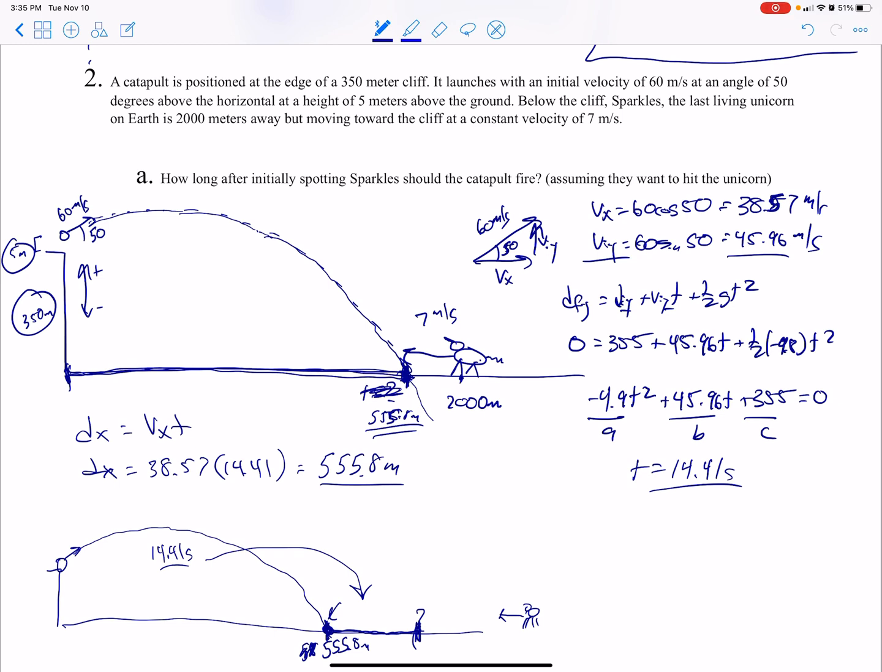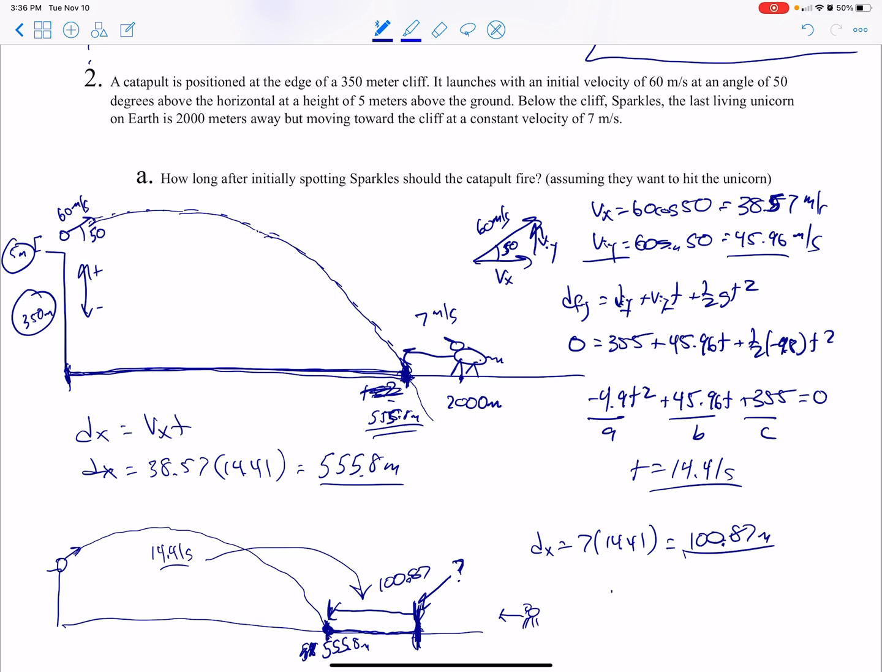Well, the unicorn's going at 7 meters per second. So dx equals 7 times 14.41. So 7 times 14.41, 100.87. Okay, what this means is that the unicorn, as soon as the boulder's flying through the air, is going to travel 100.87 meters until the boulder hits the ground. So if this distance right here is 100.87, then where is this position right here where we need to fire?